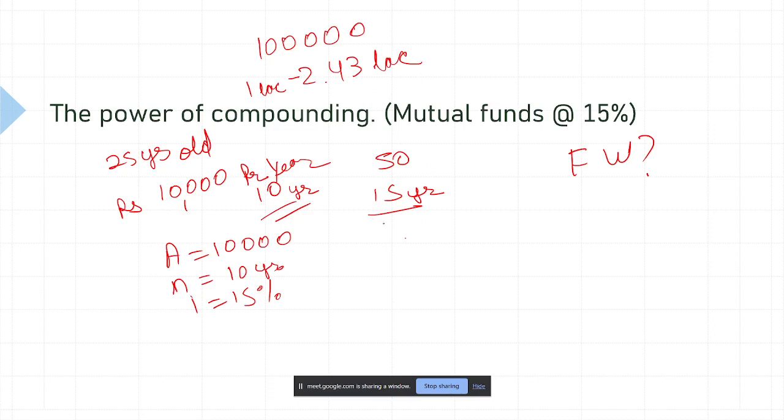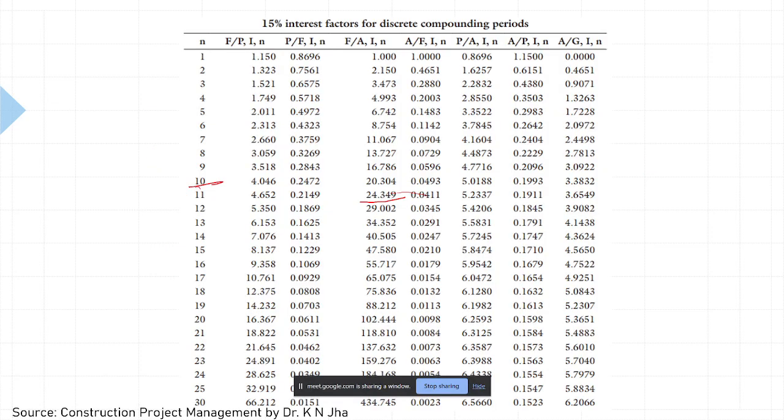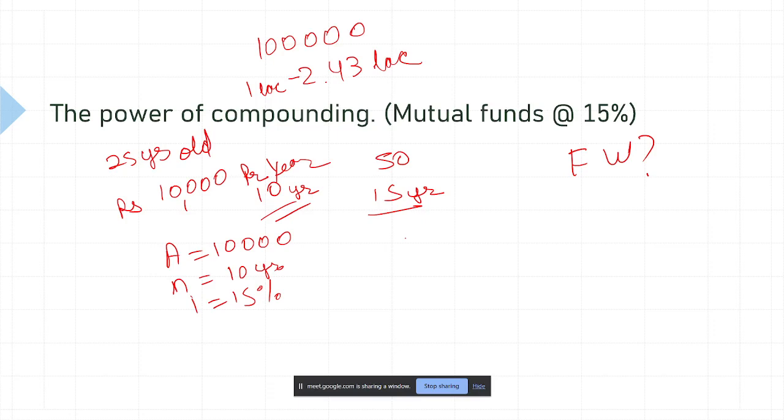Now for 15 years, you are letting it sit. How do we calculate this value? This is the part where you have to answer. We have got the value at the end of 25 plus 10, 35 years. And now we have to compound it. So how will we get the value?